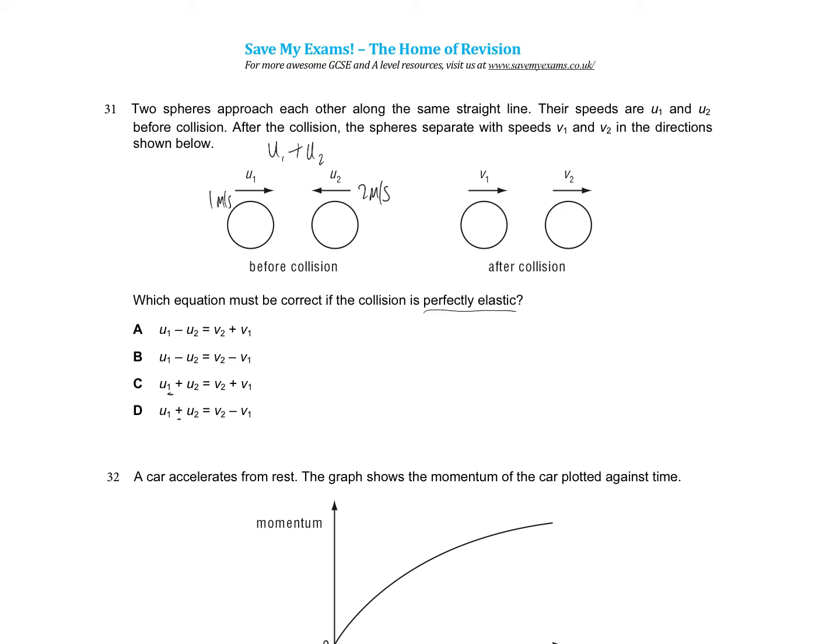In the second part, after the collision, the relative speed of separation is going to be one of the velocities minus the other, okay, because they're both moving in the same direction. Say this was 4 metres per second, this was 2 metres per second. Relative to each other, they'll be going 4 minus 2, so 2 metres per second. So that leaves us with option D as our answer.